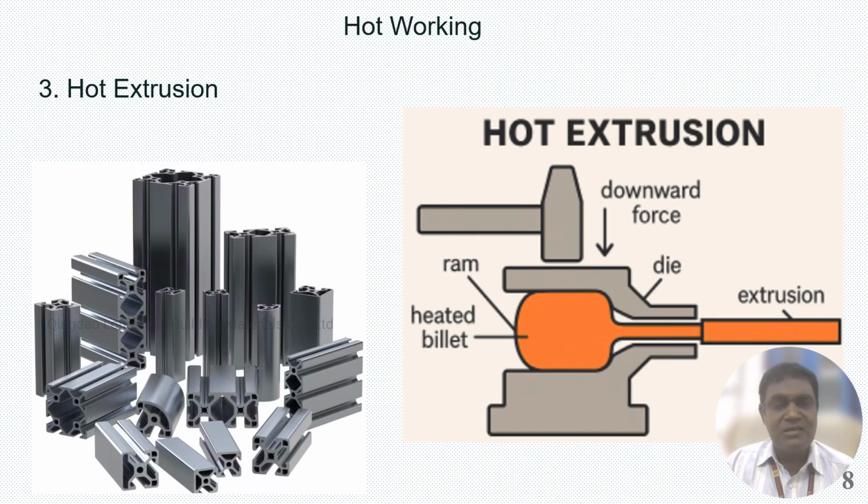Now look at this. These are the famous frames nowadays used to make different structures, like most of the prototypes, which are easy to prepare. Structures of different sizes are available in the market. These can be easily produced during this hot extrusion process.